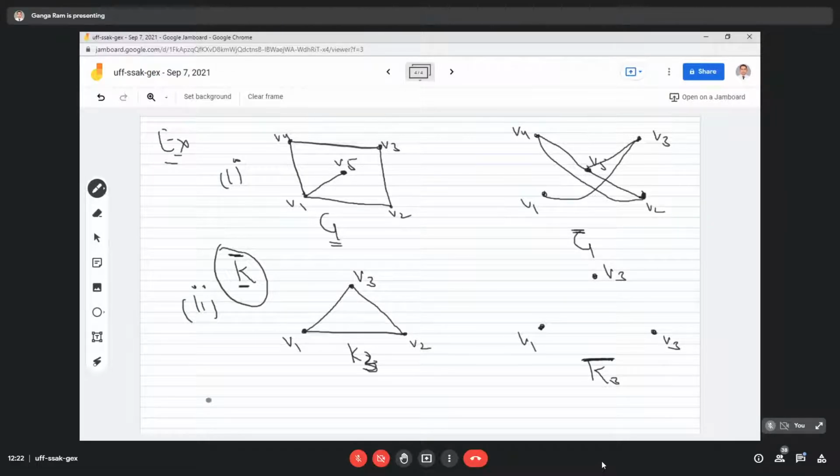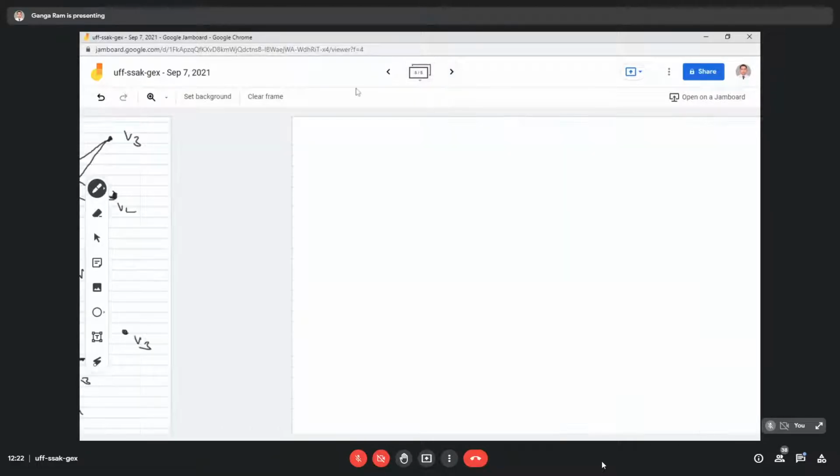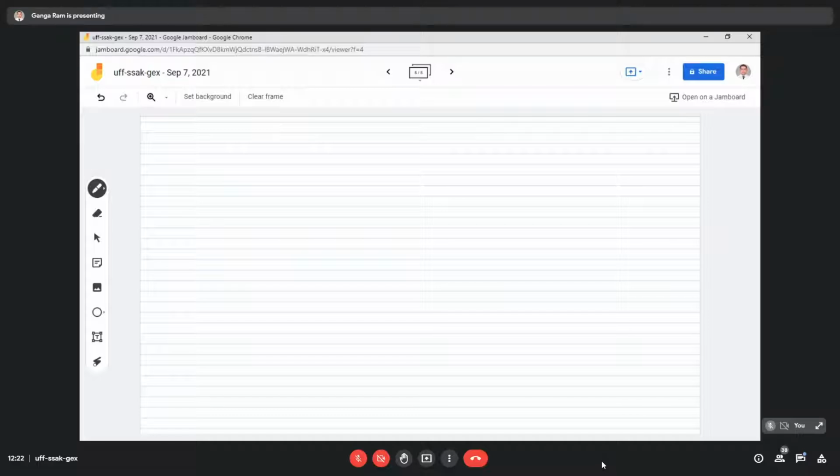So it means that the complement of Kn is the empty graph when Kn is a complete graph. Are you getting my point? Yes, sir. Okay, next we move to the next definition. Because it is graph theory, a lot of definitions are in graph theory.